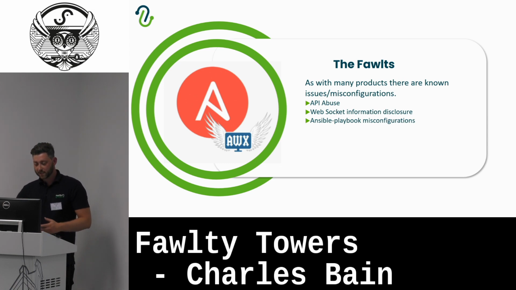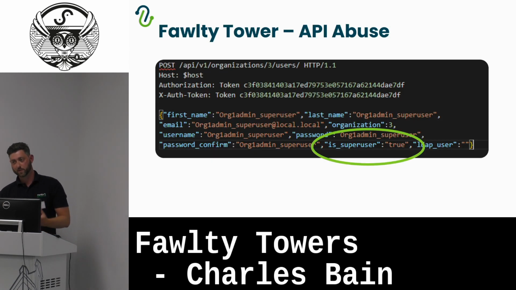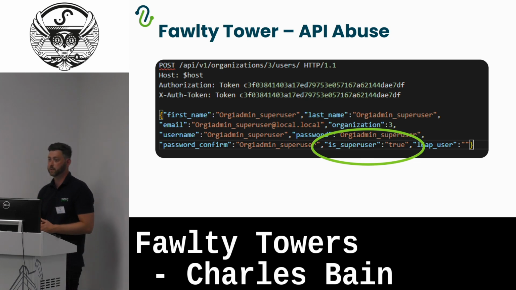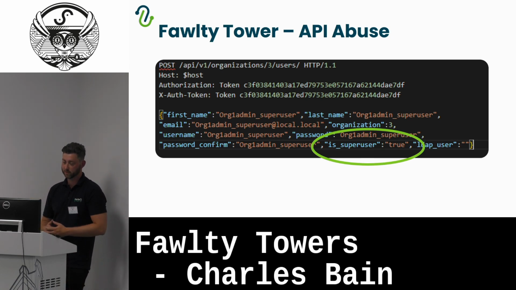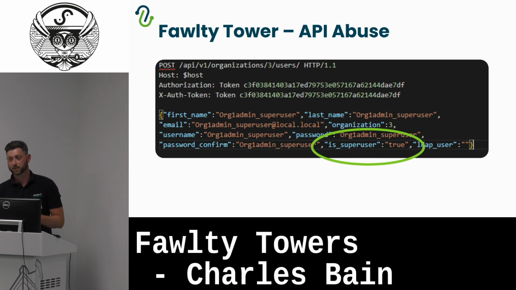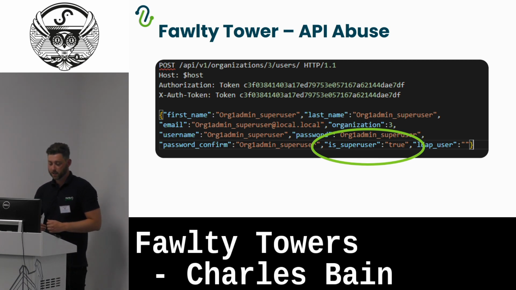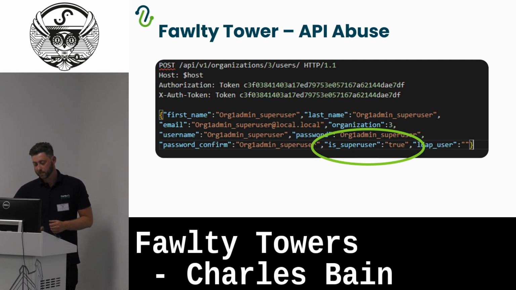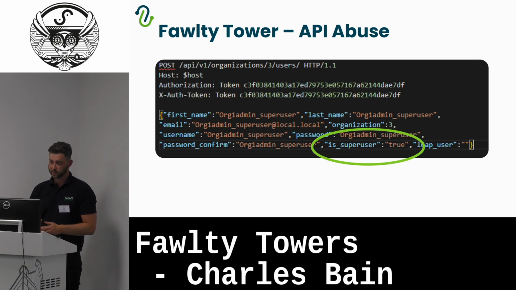But the three key things that I've found with Ansible Tower is the API abuse. So this is an authenticated attack. It's not something that can be done unauthenticated. So you will need to already have a valid user account compromised to be able to complete this. But as you're going through the creation of organizations within Ansible Tower, you can upgrade a particular user and you can make sure that this user has super user rights.